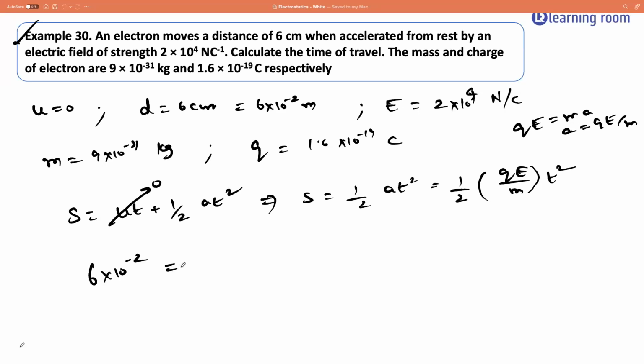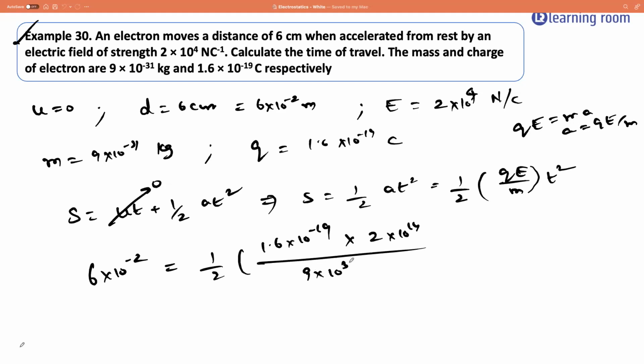6 into 10 power minus 2 is equal to half into what is the charge? 1.6 into 10 power minus 19 into what is going to be the electric field? It is 2 into 10 power 4 divided by the mass, which is going to be 9 into 10 power minus 31, into t square. Electric field strength, 2 into 10 power 4. Oh, I wrote 14, sorry.